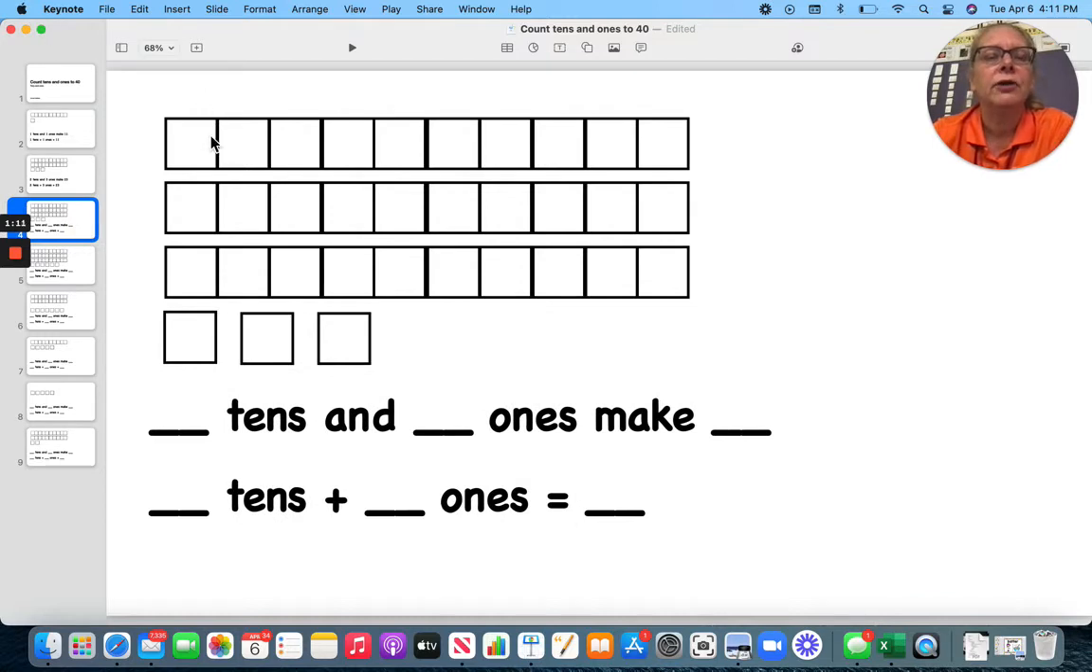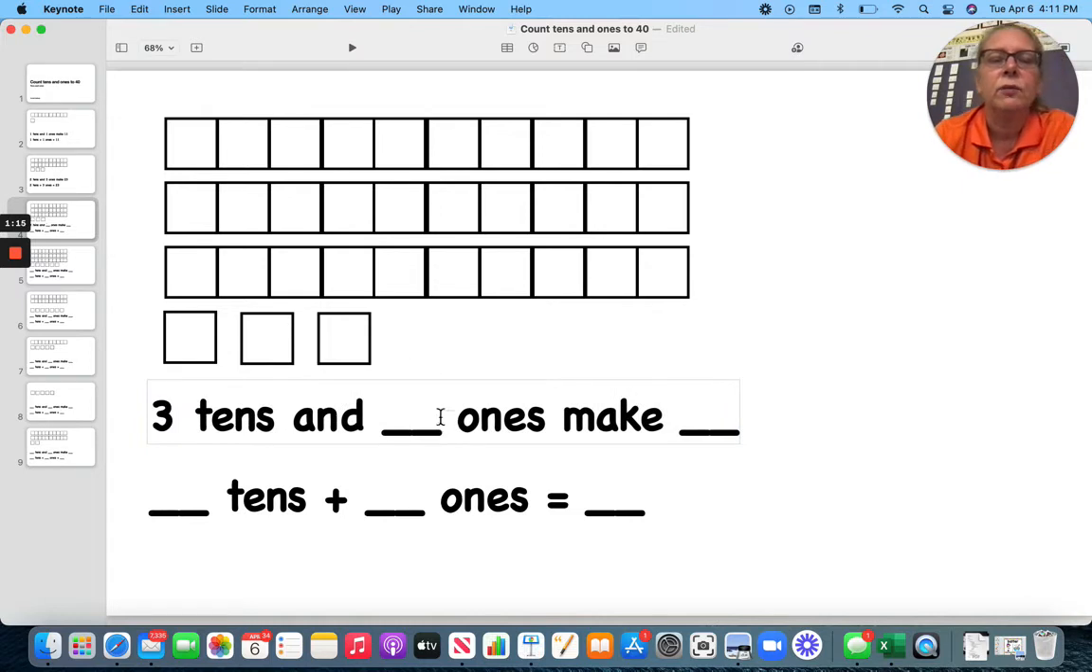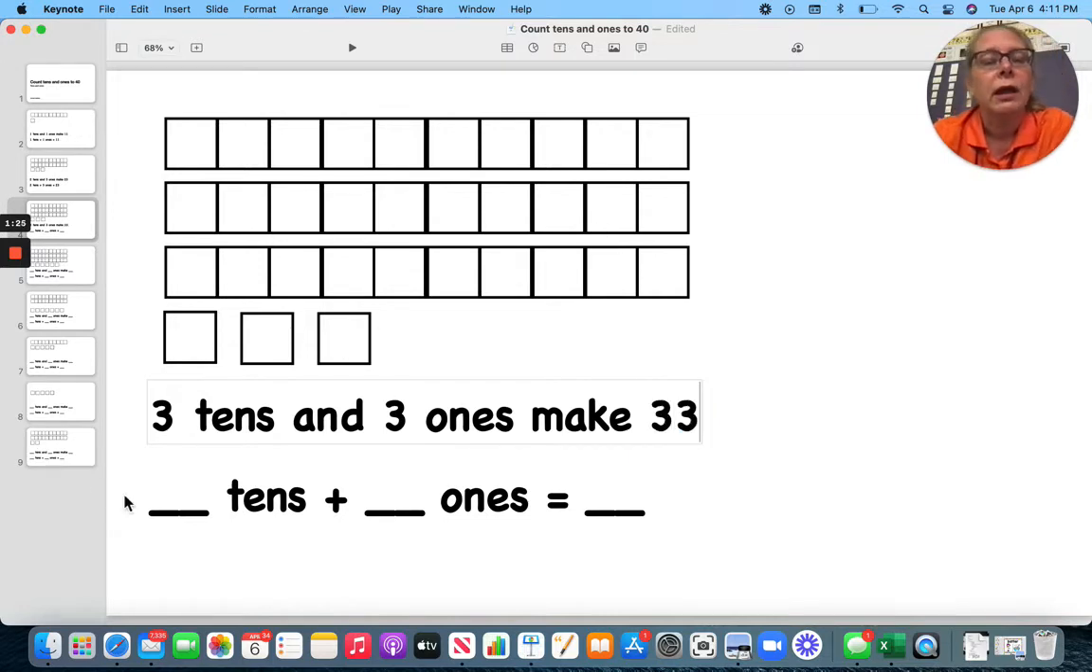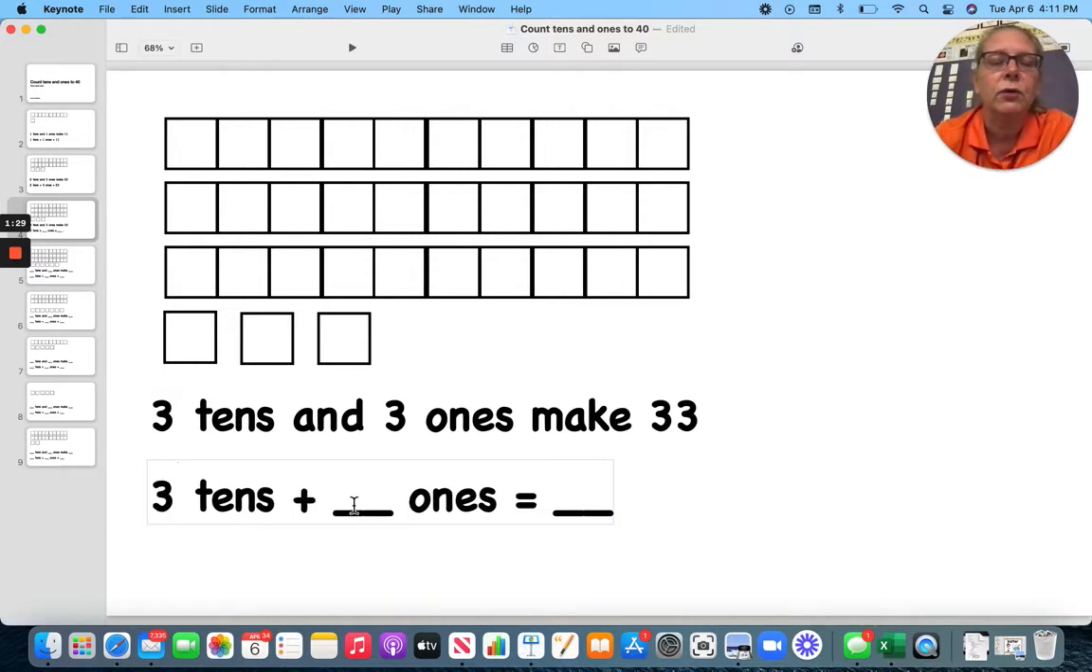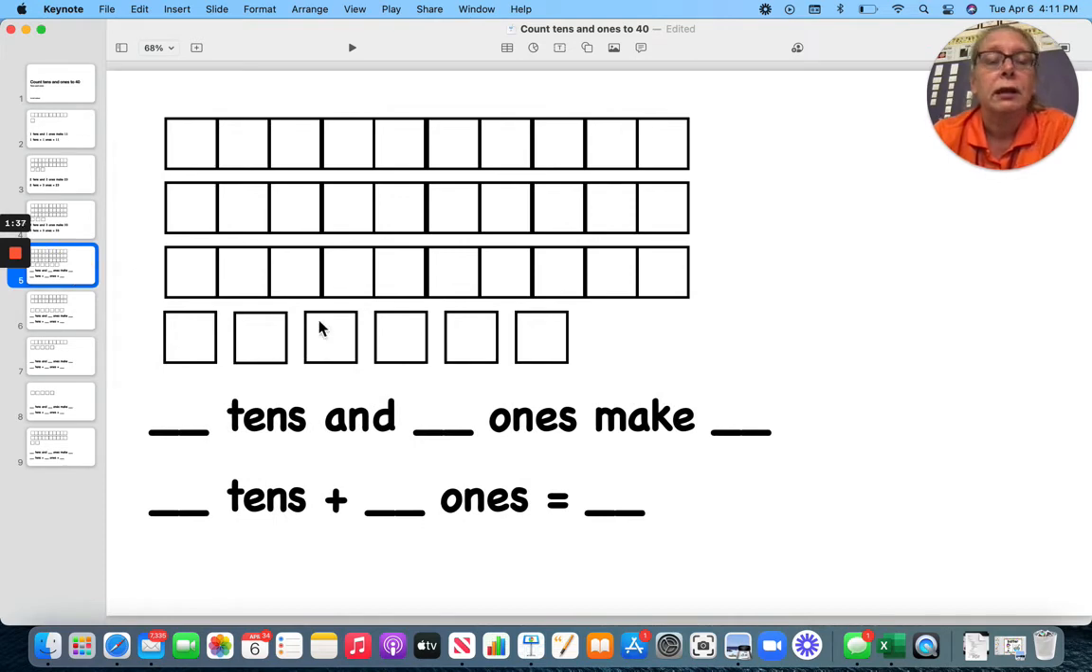Here we go. Let's count our tens. 1, 2, 3. We have 3 tens and we have 3 ones. And so that makes 10, 20, 30, 31, 32, 33. And remember, it's the same down here whether I'm going to use the plus and the equal. So 3 tens plus 3 ones equals 33.